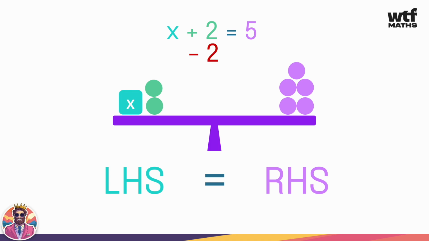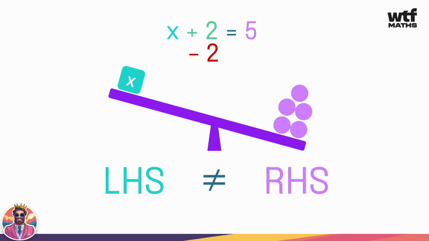Now, if I decided to take 2 circles off the left, just like this, that means that the equation has become unbalanced. It's become unbalanced because I did something to one side, but not the other. This makes the left-hand side not equal to the right-hand side.